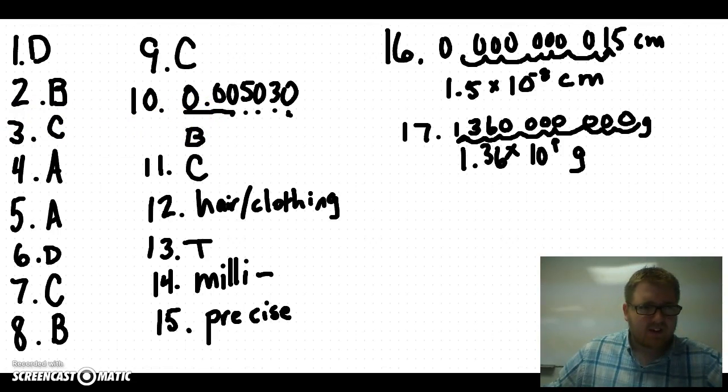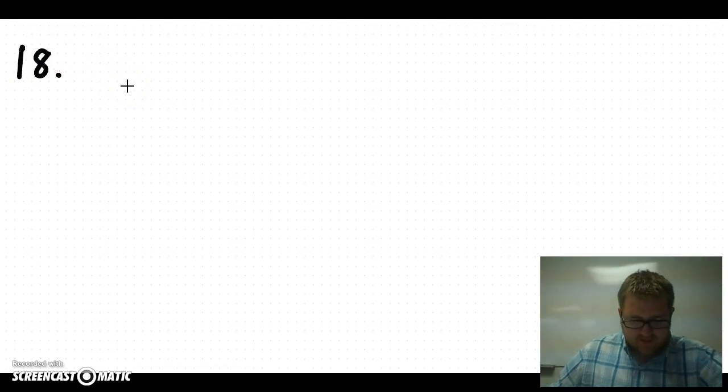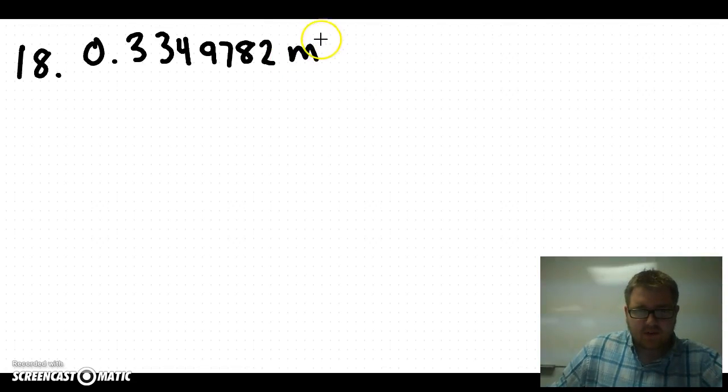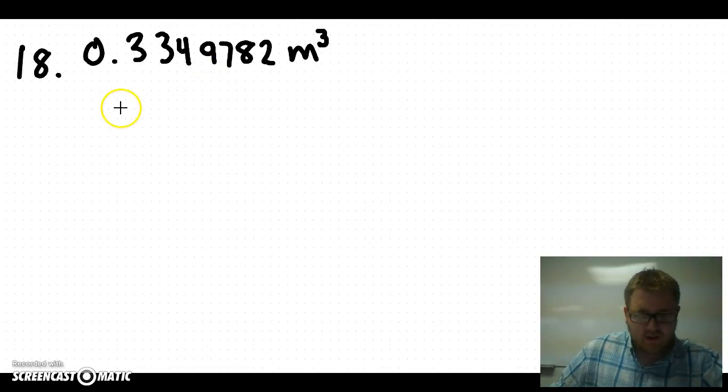Moving on to the calculation section. Number 18, we've got 6.15 meters times 3.026 meters times 0.018 meters. That should give you an answer in your calculator, something like 0.3349782 meters. And we're multiplying meters times meters times meters, so it's going to be cubed. Our lowest number of significant figures is 3, or actually no, it's 2 in the third term. 0.018 only has 2. So we're going to write that as 0.33 cubic meters.